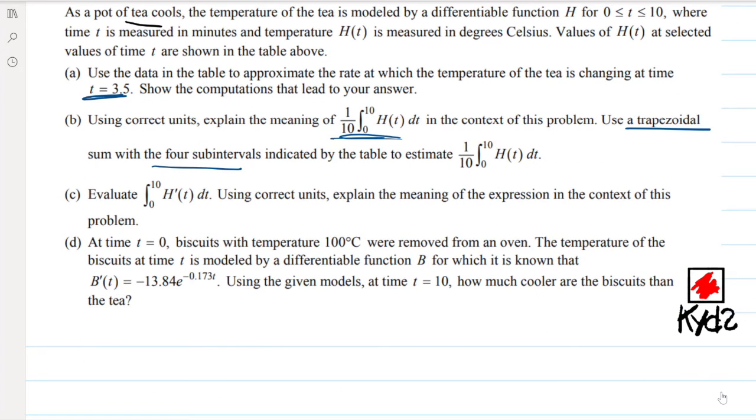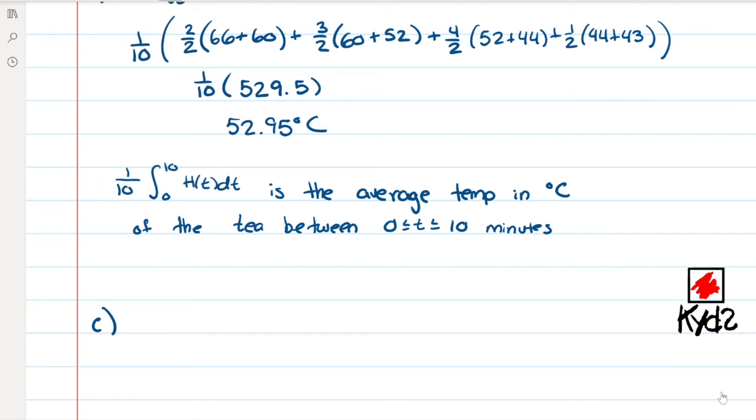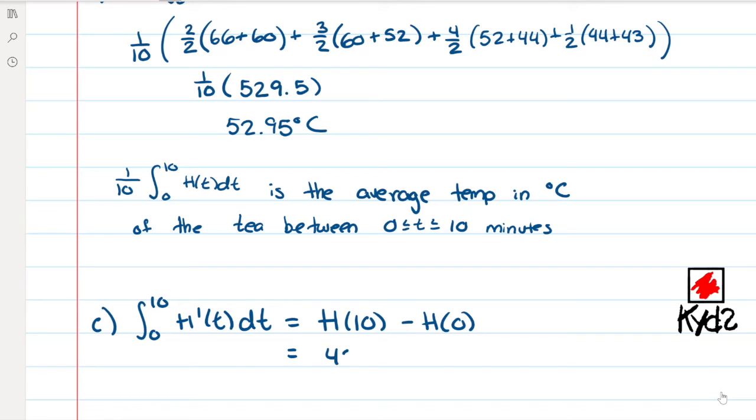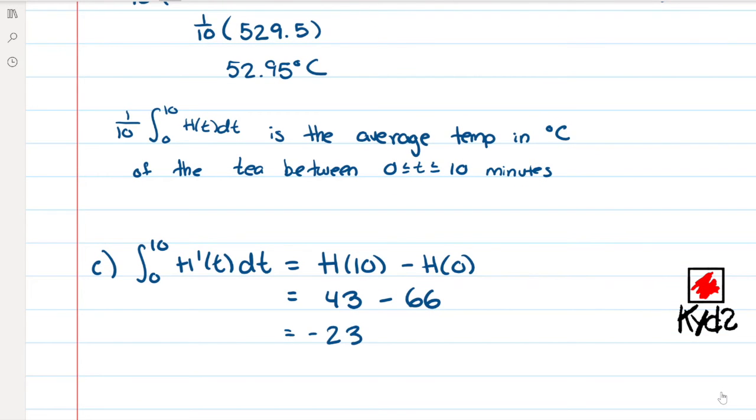Alright, so we're going to work out part C now. Evaluate the integral from 0 to 10 of H prime of t dt. Using correct units, explain the meaning of the expression. Well, I know the antiderivative of the derivative is just the original. So it's H of 10 minus H of 0, which is going to be 43 minus 66, which is equal to negative 23.